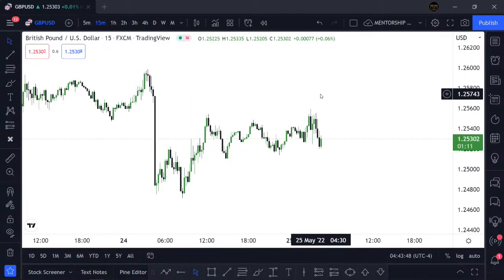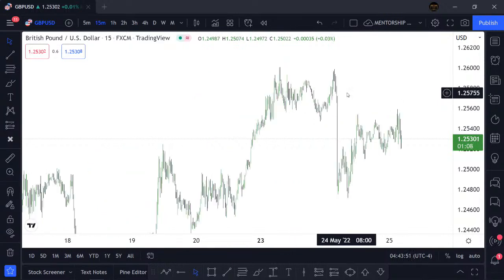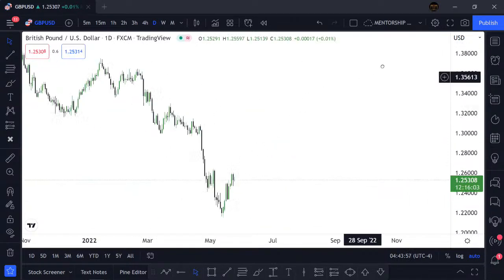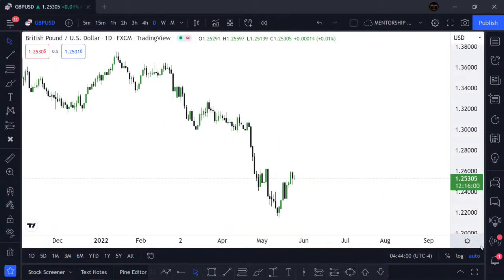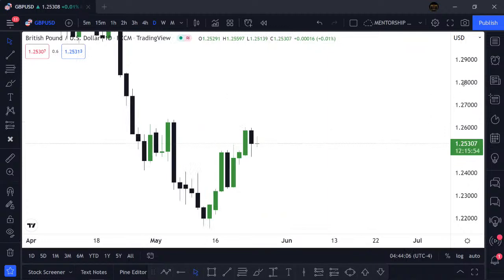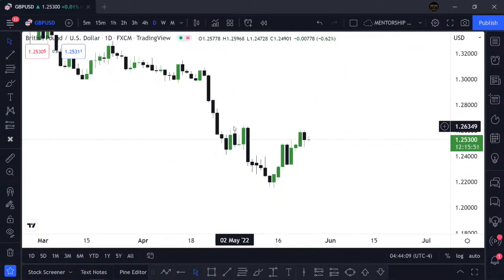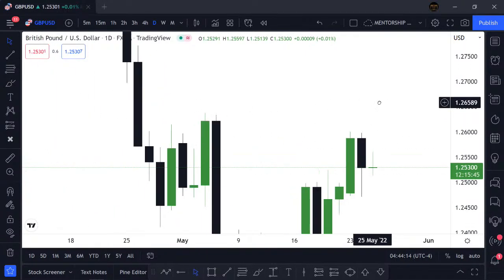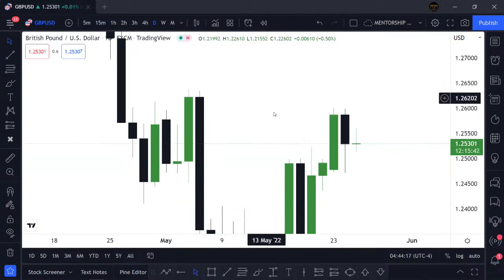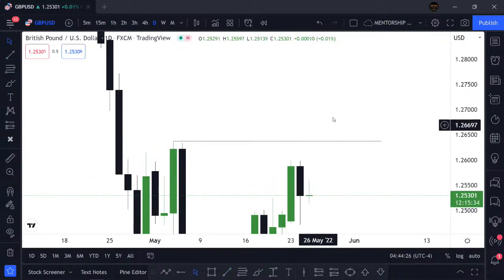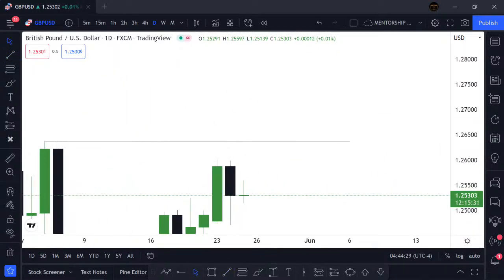Okay, we have pound dollar. I have this old high. I have a swing high taken. This will be my next destination here. I have the 50 level above that.